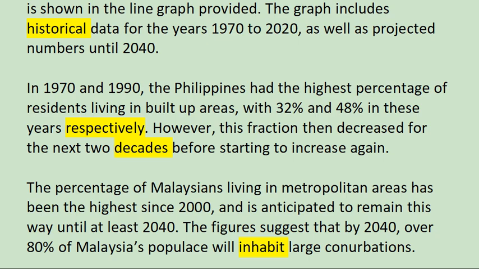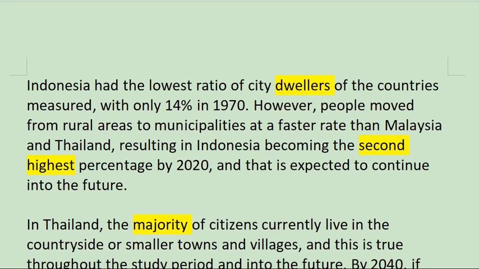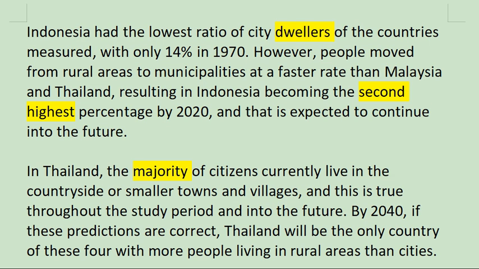We've got the word decades here. A decade is a period of 10 years. So 2 decades, 20 years. Here we have the word inhabit, which means to live in. That's a verb. Then I had dwellers, people who live somewhere, so city dwellers, people who live in cities. I've used the phrase second highest, so Indonesia becoming the second highest, Philippines was the highest, and then Indonesia. And then in the end, I've got majority, meaning most of.